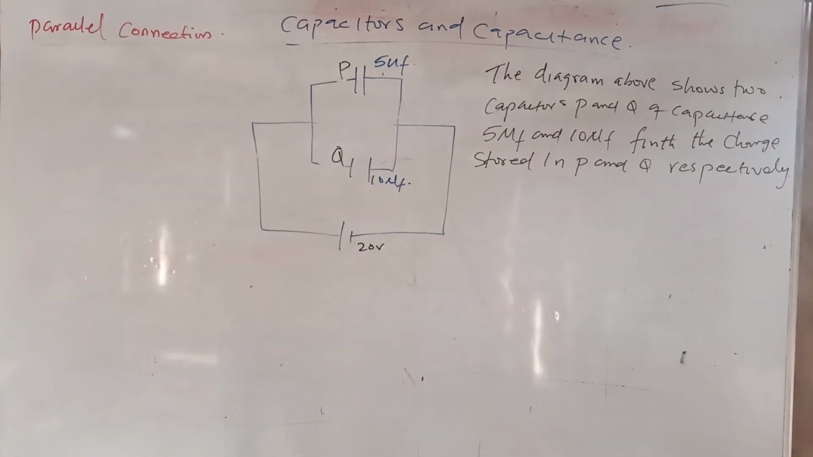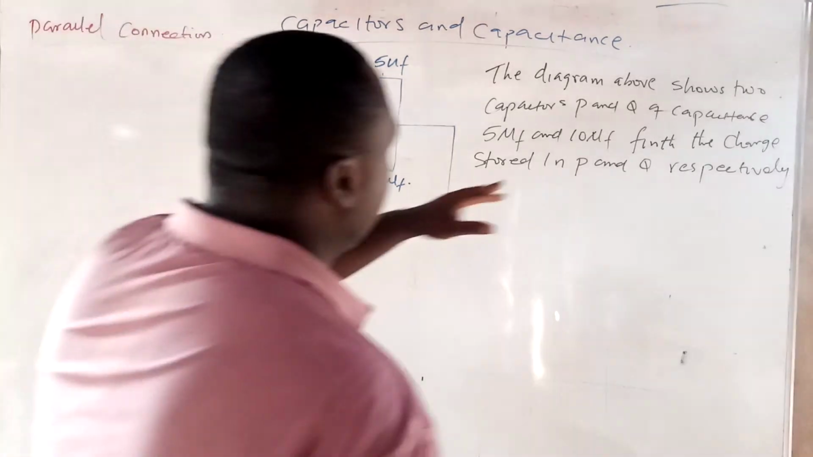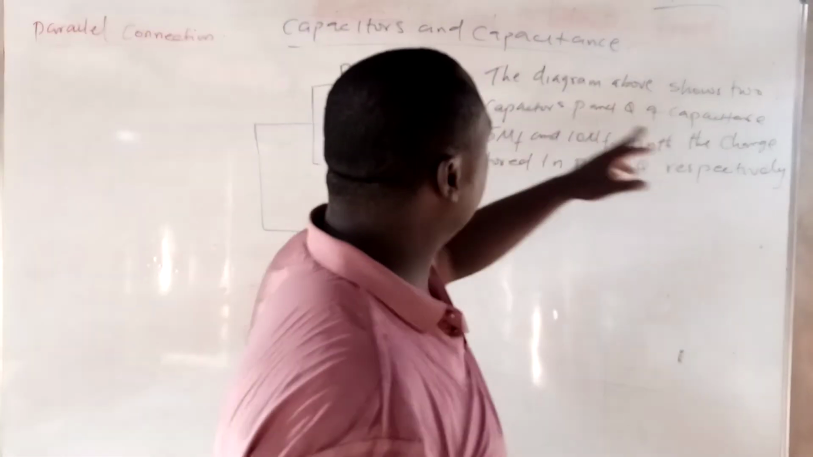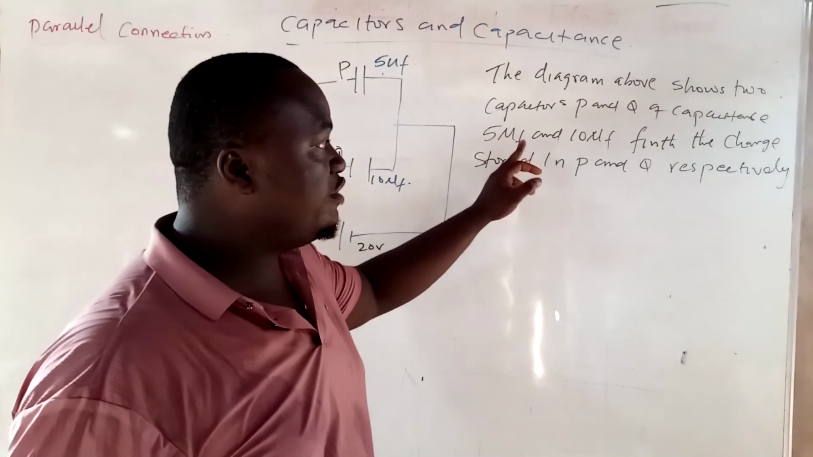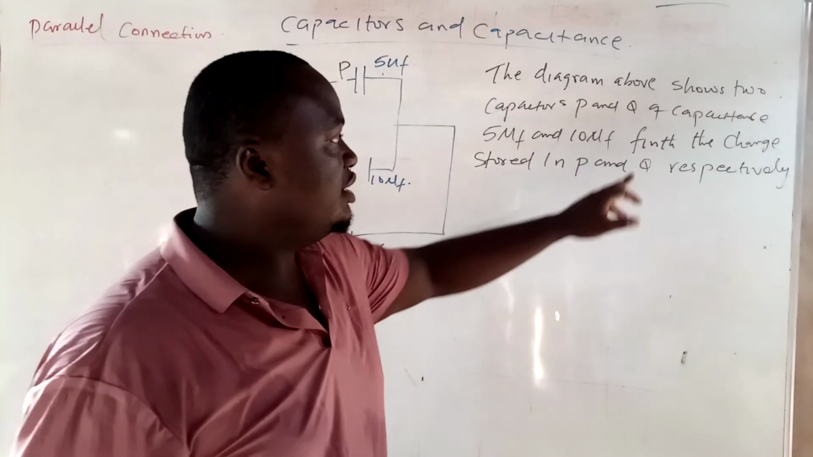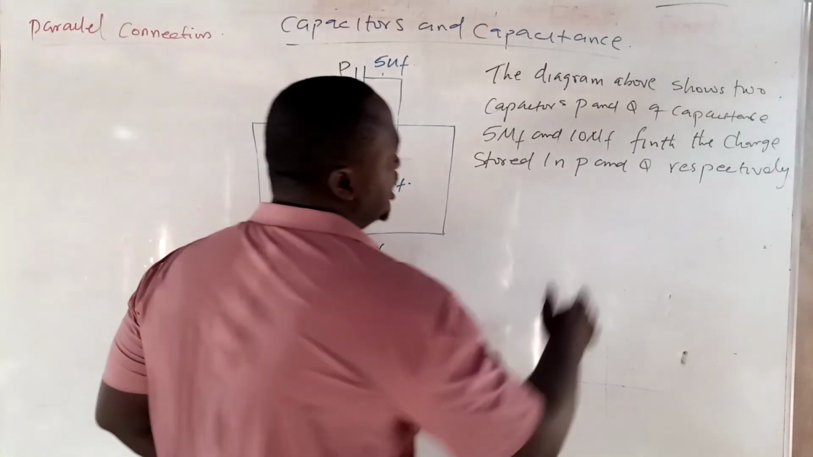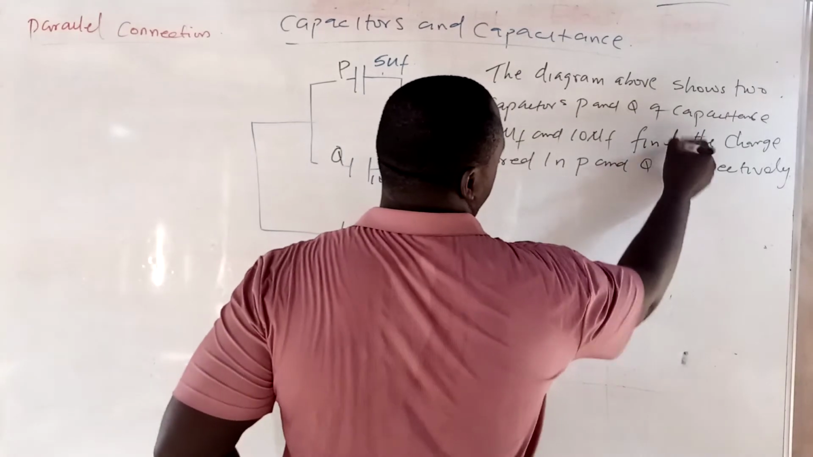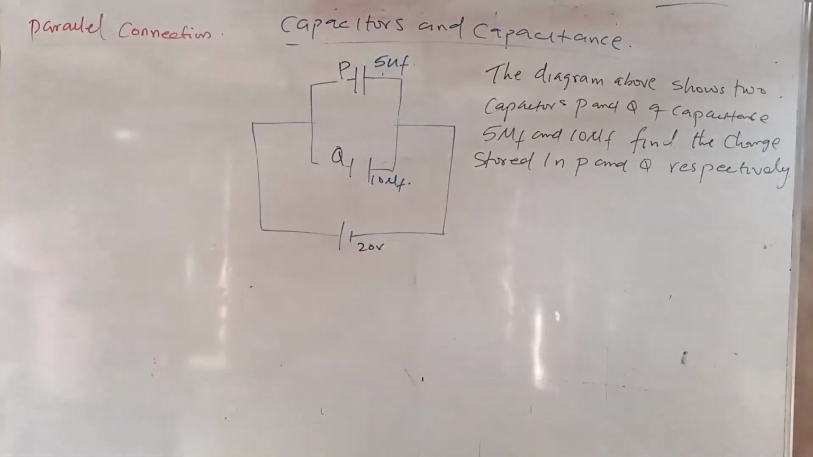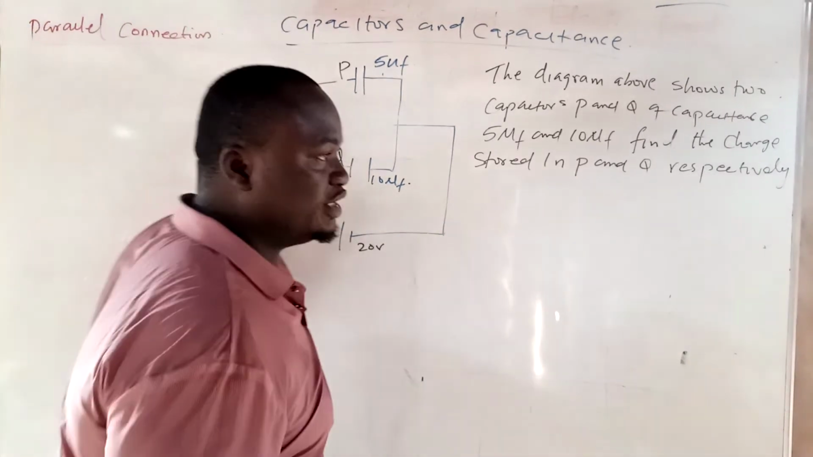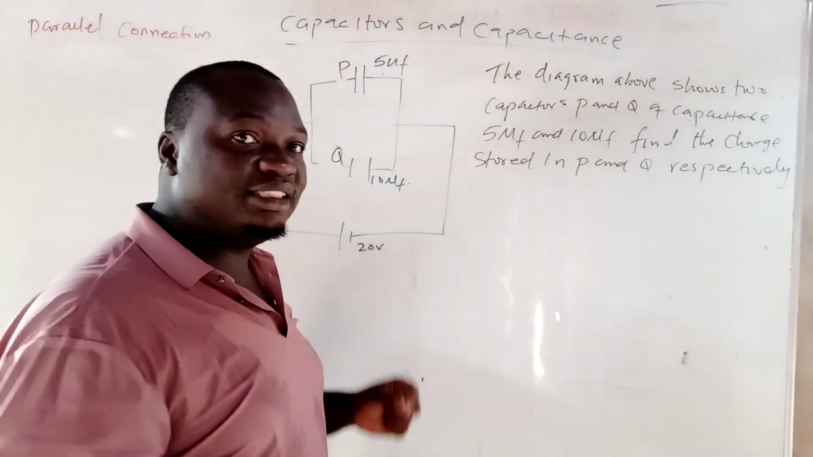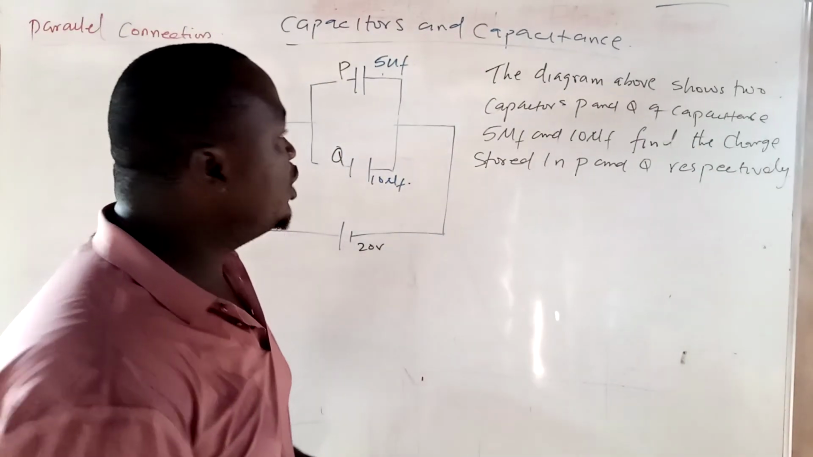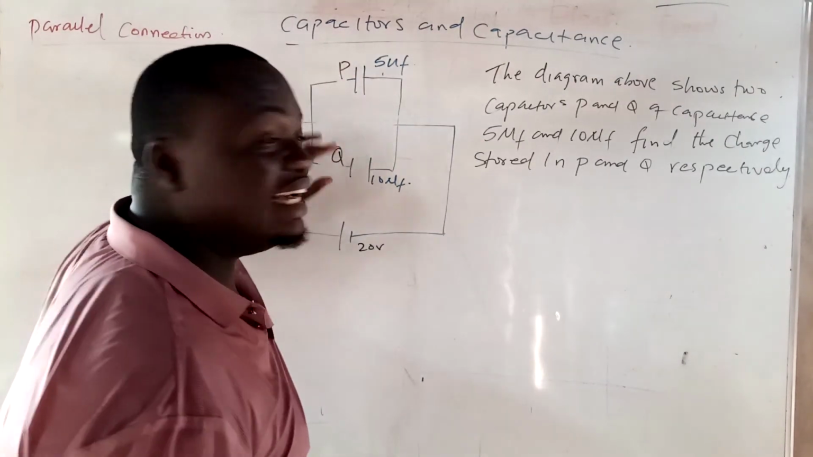Now in the next example, you can see that the diagram above shows two capacitors, P and Q, of capacitance 5 microfarad and 10 microfarad. Now find the charge stored in P and Q respectively. Now, remember I told you in this kind of circuit, in a parallel circuit, that the potential differences are the same, but the charges are not the same. So it means that the charge that is here and what I say is not the same.